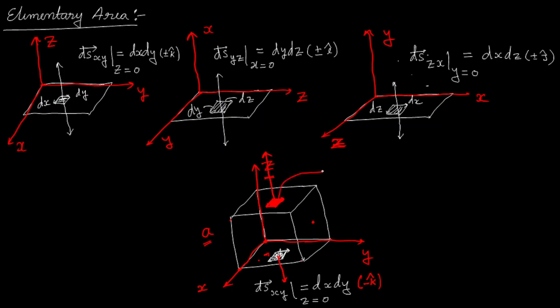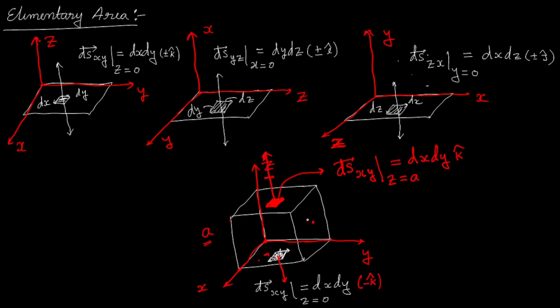So how can we write the elementary area vector on this surface? We'll write ds vector, and again this is the xy plane, so ds xy. Now z is constant, and in this case z equals a. On this surface z equals a, and then we'll write dx dy, and this will be the direction of this elementary area vector, so it will be plus k cap. Similarly, you can also define the elementary area vector on the other 4 surfaces.